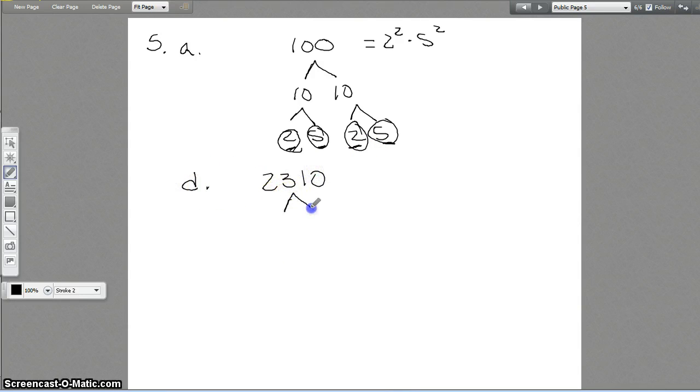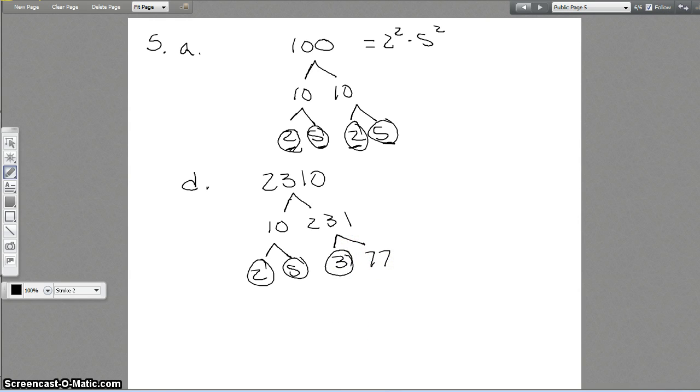And looking at this, what I immediately think of is 10 times 231. Well, we already know 10 can be broken down into 2 times 5, and those are both prime numbers, so I'm going to circle them. 231 we have come across before. This is a multiple of 3 because 2 plus 3 plus 1 is 6. So I can divide 3 into that. When I divide 3 into 231, I get 77.